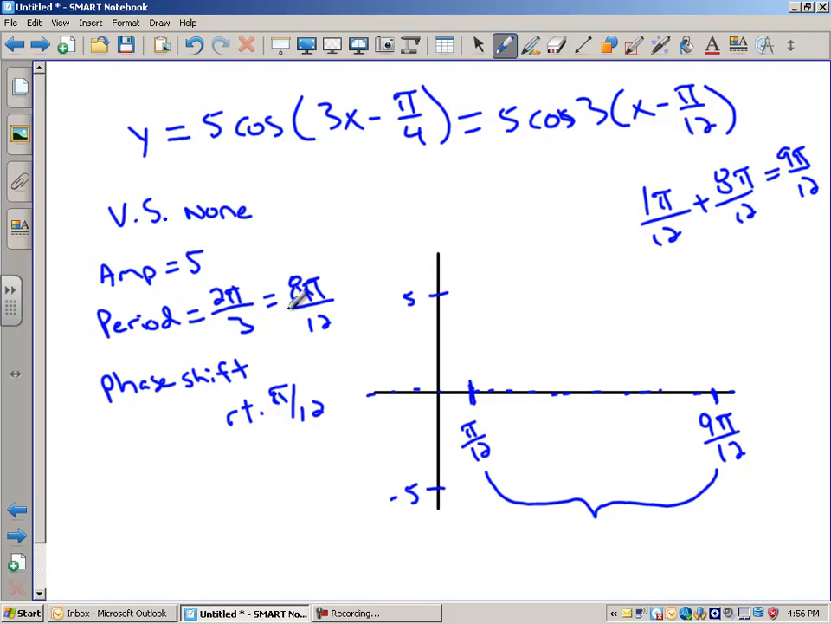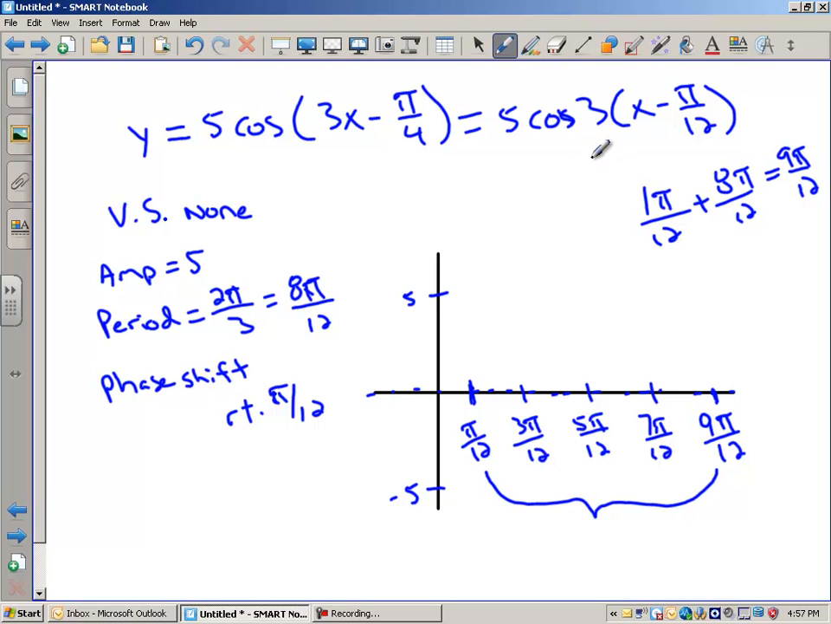Now if you divide this by 4, you're going to get that we need to go by 2 pi over 12. So my next notch is going to be 3 pi over 12, and then 5 pi over 12, and then 7 pi over 12, and 9 pi over 12. So there we have it broken up. Now let's take a look at what we have.